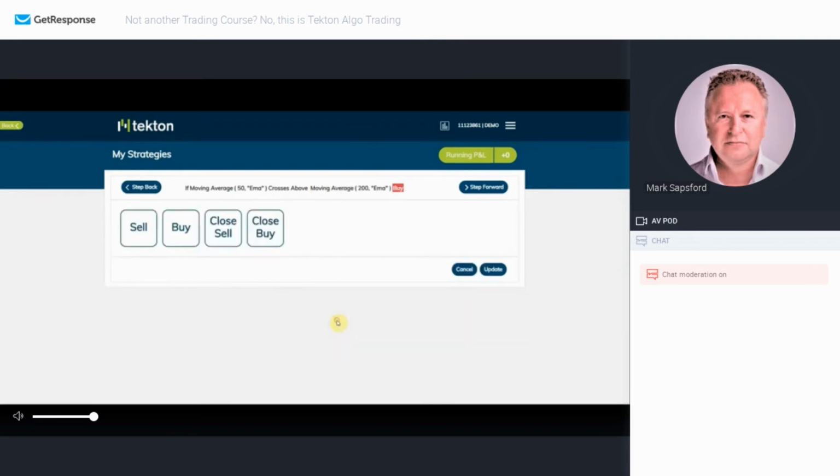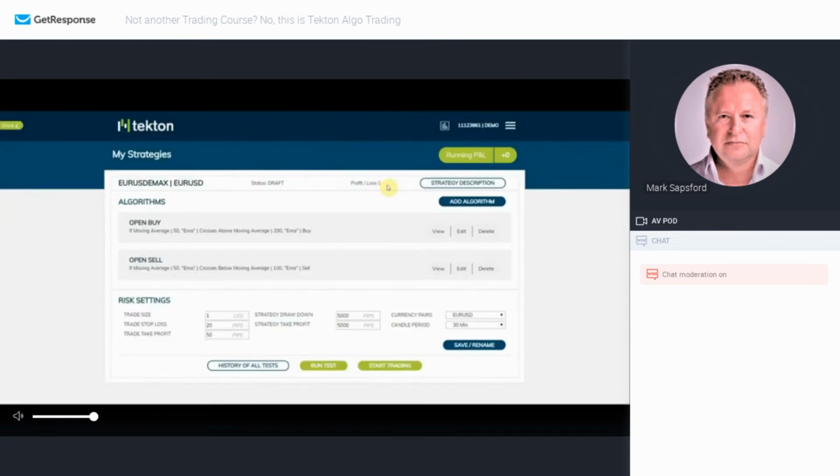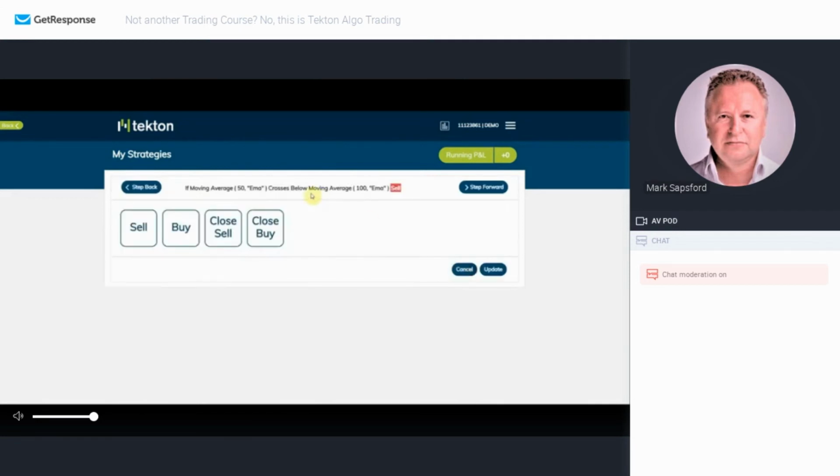Okay, click apply, click update, click confirm, and that's changed your algorithm from a 50 EMA to a 200 EMA. It now says buy still, but you've edited that part of your algorithm. Another really useful feature. The reason we've added that is so you don't have to rewrite the whole strategy.